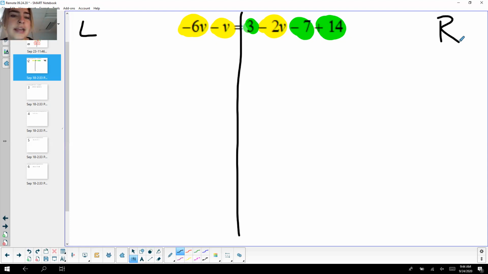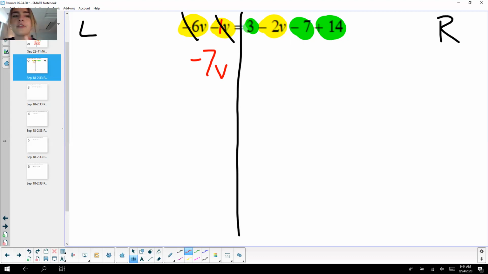All right, so -6v minus v. And again, this v is the same thing as -1v. So all you have to do is in your calculator, enter -6 minus 1, and you're going to get -7v. And again, I'm going to cross those out just so I know in my head that I simplified them.